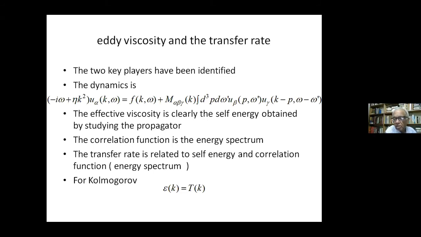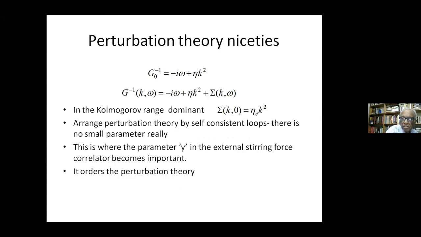And the correlation function is related to the energy transfer, the energy spectrum. The transfer rate is related to the self-energy and correlation function. And for Kolmogorov, the epsilon k is the T of k, which is the transfer rate, and is independent of k. So that is what one wants to do: you just set up a diagrammatic perturbation theory, where you use the diagrammatics to effectively dress the eta.